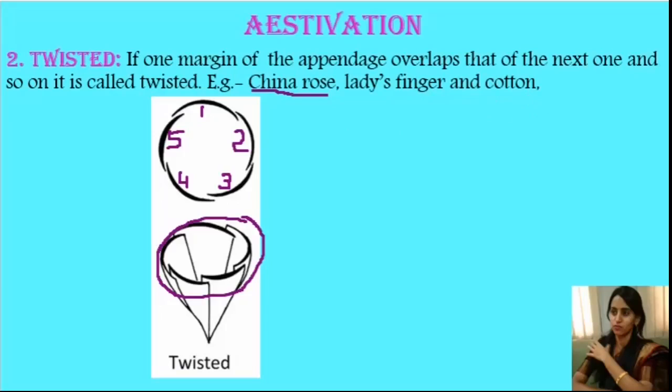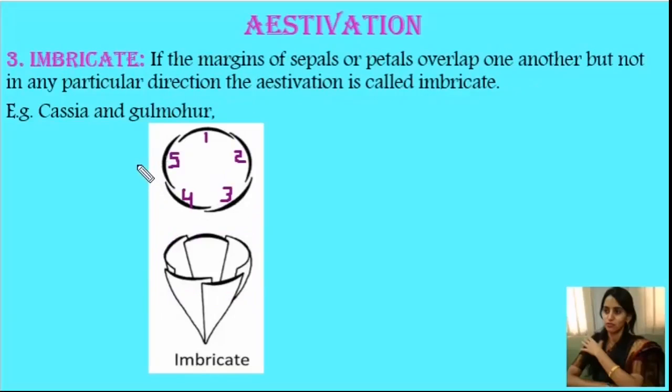I hope this point is clear to you. Then third type is imbricate estivation. In imbricate estivation, the margins of sepals or petals overlap one another, but not in a particular direction. Look at this. This is the petal or sepal number 1, petal or sepal number 2, 3, 4 and 5. Both the margins of this sepal or petal are overlapped by the previous one and overlapped by the next one.